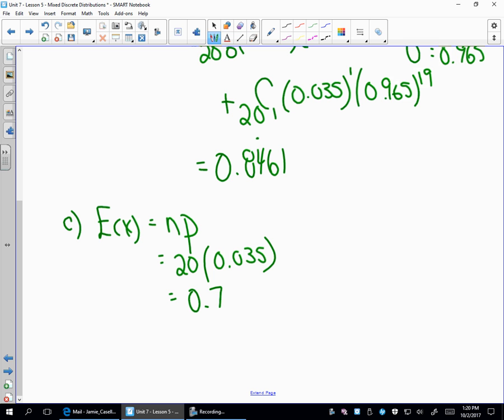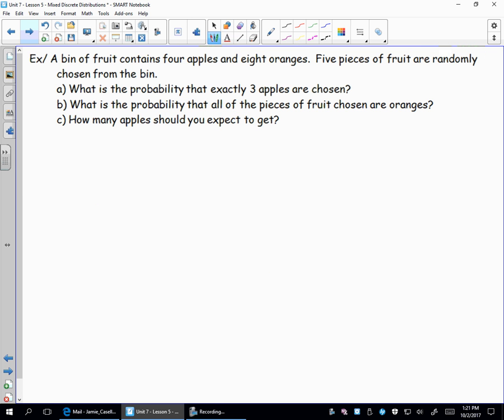Math-wise, we get 0.7. So we expect less than 1 defective chip out of every 20, which seems reasonable. You only have 35 out of every 1,000, right? Not very often you get a defective chip. So there's an example of a binomial one. Let's take a look at the next one.